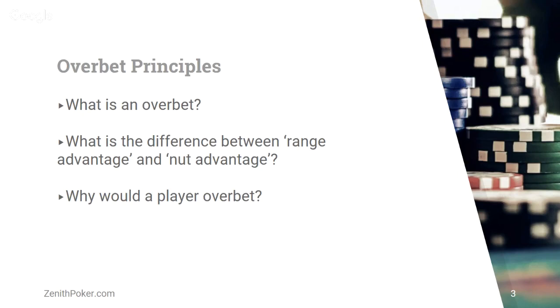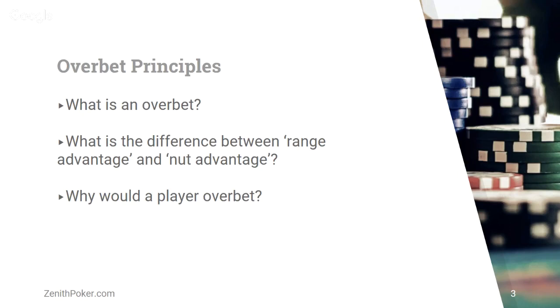Yeah, so range advantage can basically be thought of as the average equity of the entire range. So if we look at our entire range and our opponent's entire range, and we compare the two equities between them, if one player has an equity greater than 50%, then they can be said to have the range advantage. Okay, so if that's range advantage, what do people mean when they say nut advantage?